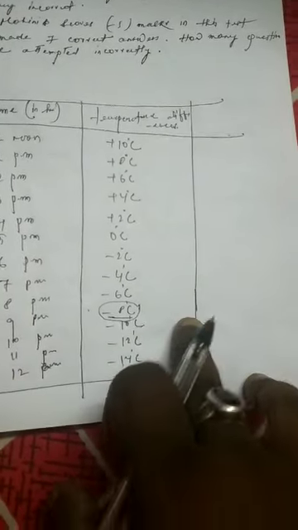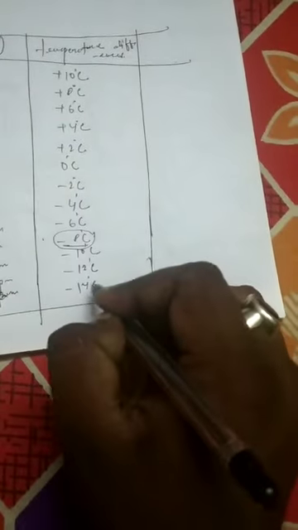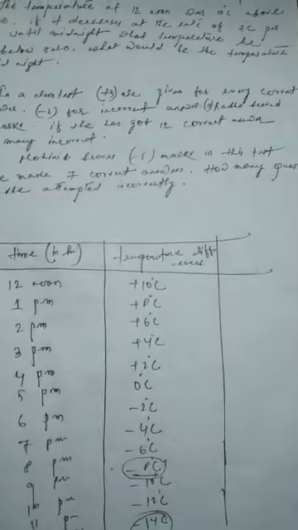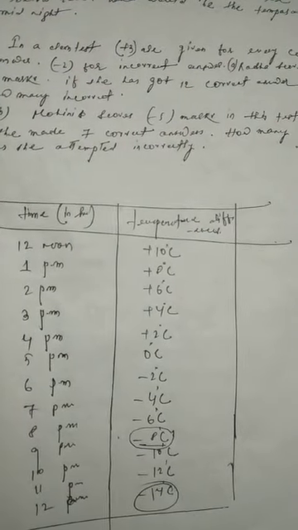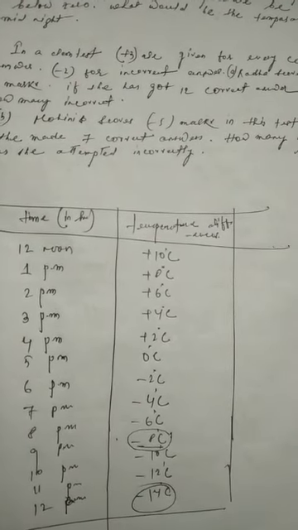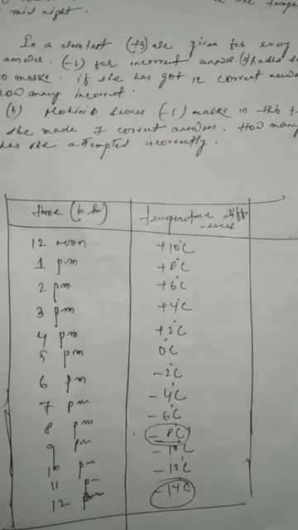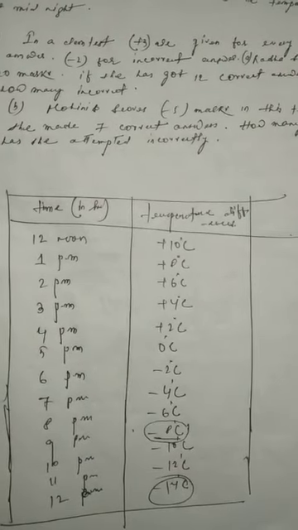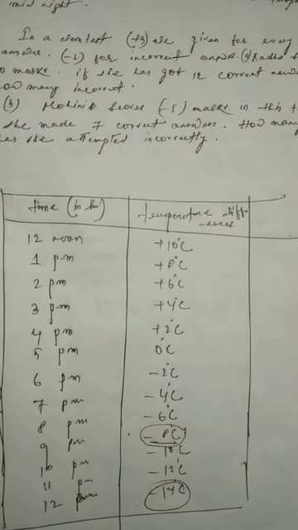What would be the temperature at midnight? At midnight, temperature will be minus 14 degrees Celsius. I got my answer. So children, there are many ways to solve such kind of questions. It is more preferable, more acceptable, and easier if you find your answer by placing the values in a table. Tabular method is much easier than all other methods.